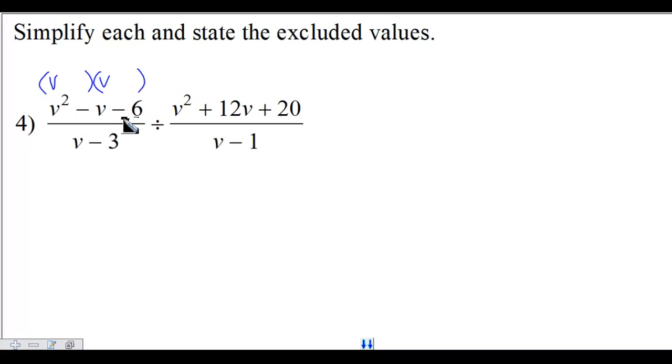Have you thought of what they are? 2 and 3. So which one gets which sign? The larger term always matches the sign of the middle number. So -3 and +2.